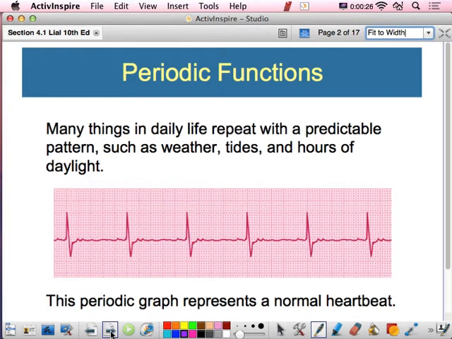So it's sort of like this periodic graph represents a normal heartbeat. See how it repeats over and over and over again? Okay. So because many things in daily life repeat with a predictable pattern, we can use trig functions to model those patterns. And so that's where the graphs of trig functions come in. And we actually use those to represent those models. So meteorologists work with trig graphs, interestingly enough.